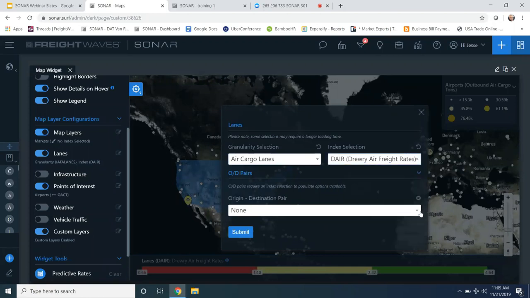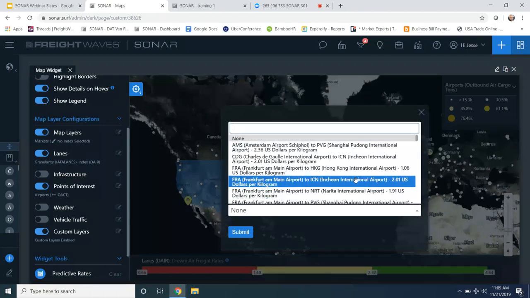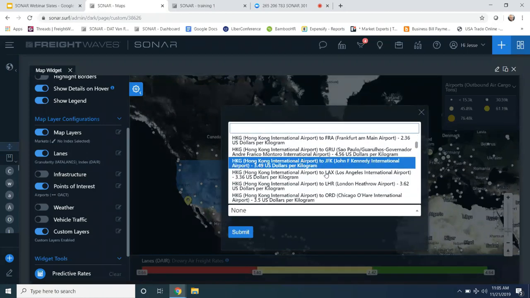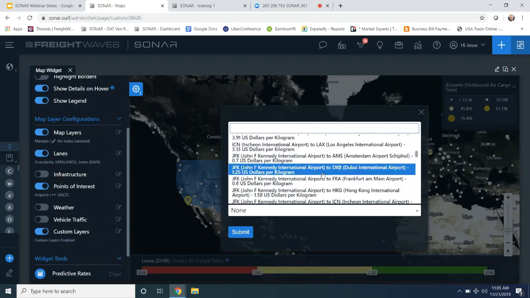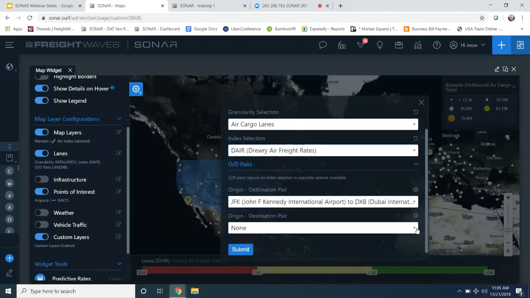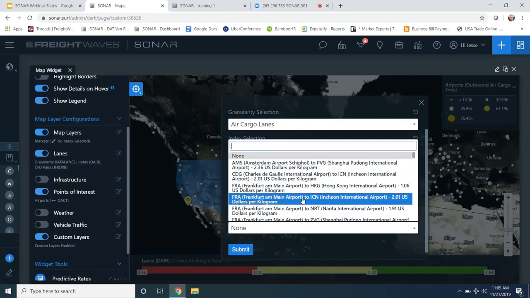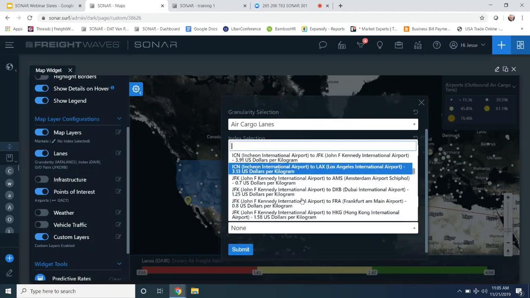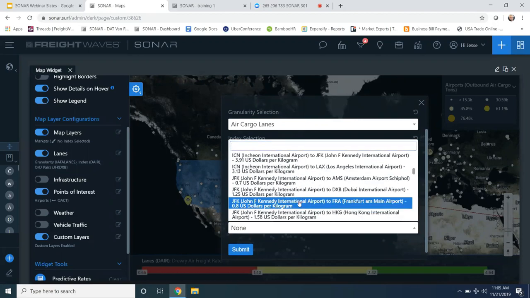So looking at specific lanes, if I wanted to look at, say, New York to Dubai, and I wanted to look at another lane out of New York, I could compare them, or I could overlay them. So here's New York to Frankfurt.